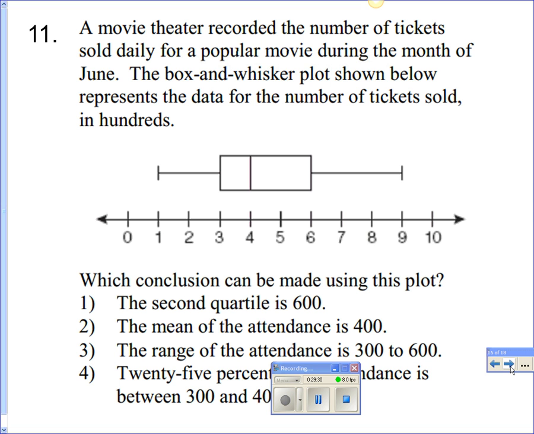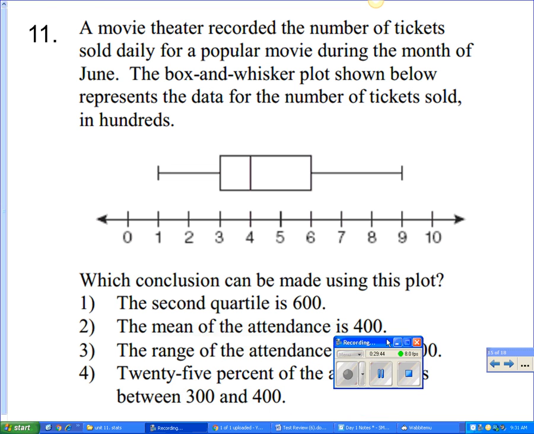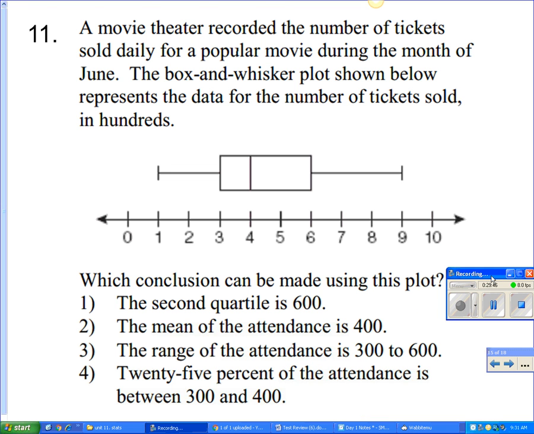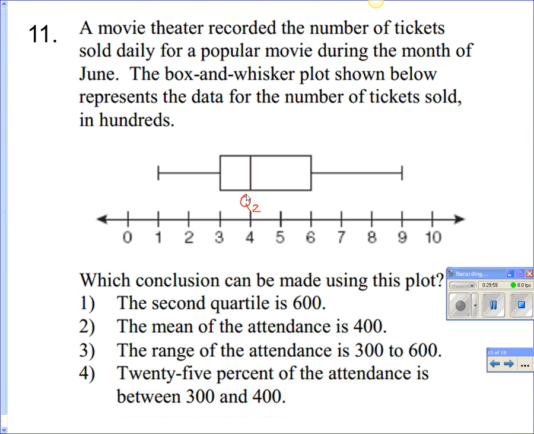All right, number 11, a movie theater recorded the number of tickets sold daily for a popular movie during the month of June. The box and whisker plot shown below represents the data for the number of tickets sold in hundreds. What conclusion can be made using this plot? All right, Jeremy, read answer choice A for us, or 1. All right, so Jeremy, where is the second quartile on this picture? Good. So Q2 is right there.